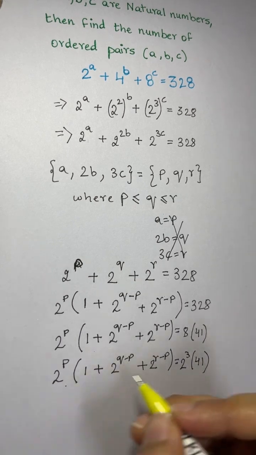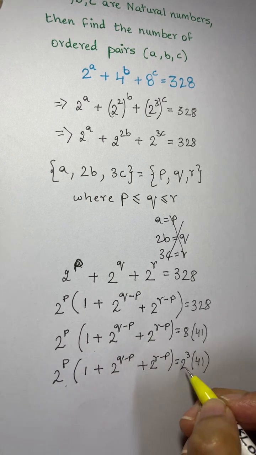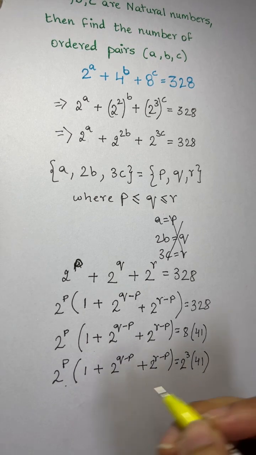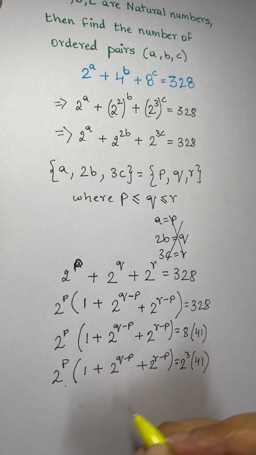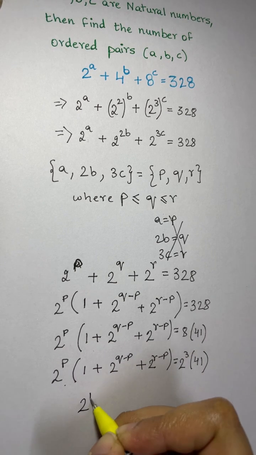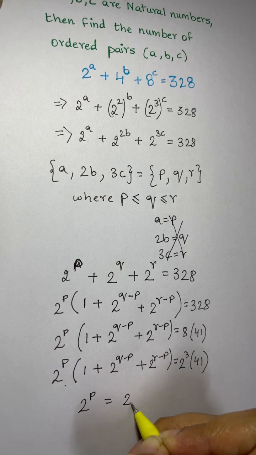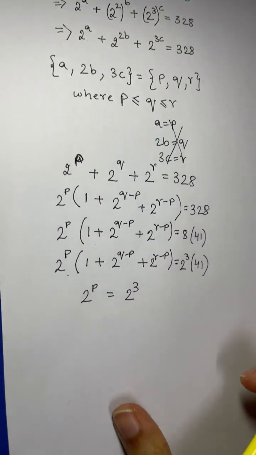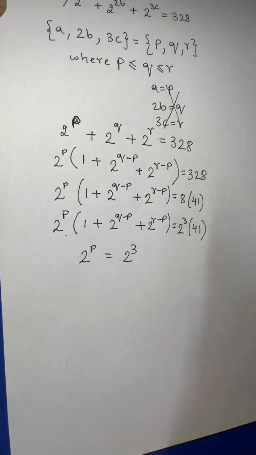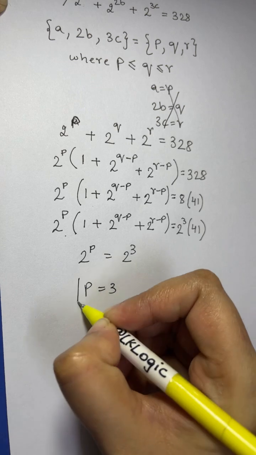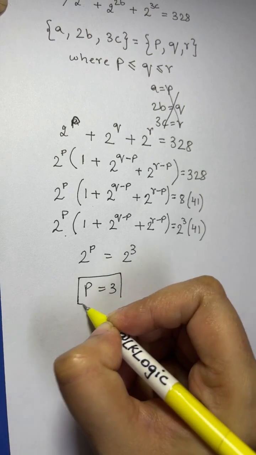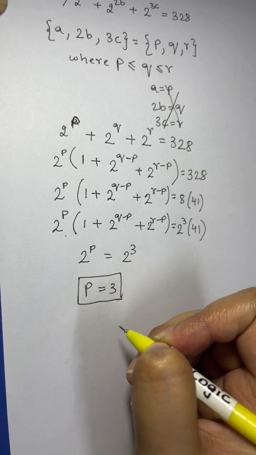Now you can compare your answers: 2 to the power of p and 2 cubed. This is also a multiple of 2, and this is also a multiple of 2. So we get 2 to the power of p is equal to 2 cubed. So p is equal to 3. So we've got one value for p.